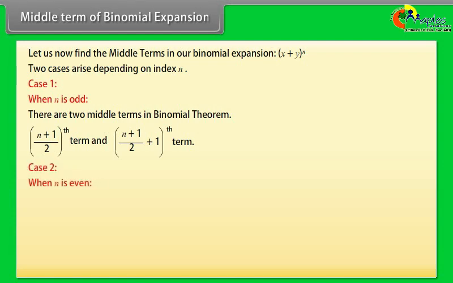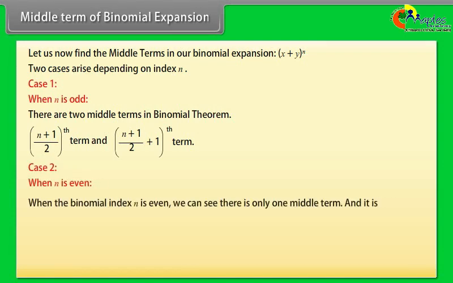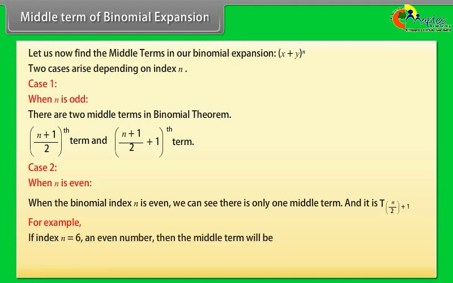Case 2: when n is even. When the binomial index n is even, there is only one middle term, and it is T(n/2 + 1). For example, if index n is equal to 6, an even number, then the middle term will be T(n/2 + 1) is equal to T(6/2 + 1) is equal to T4.